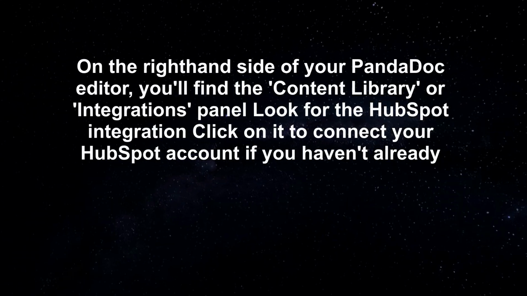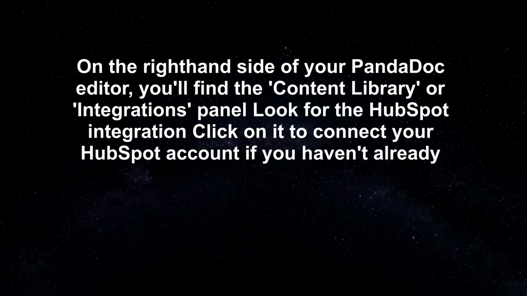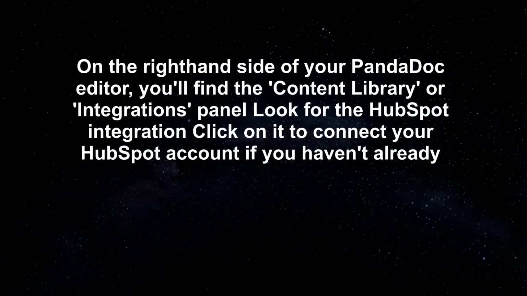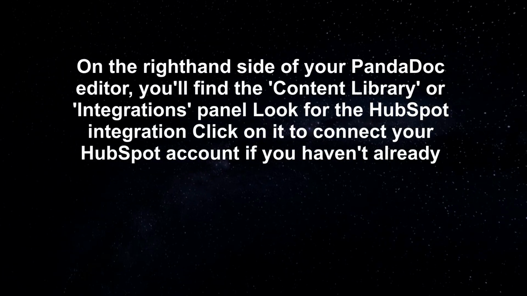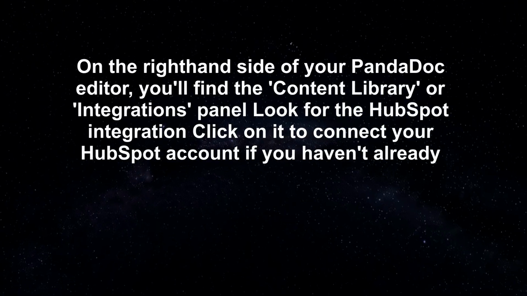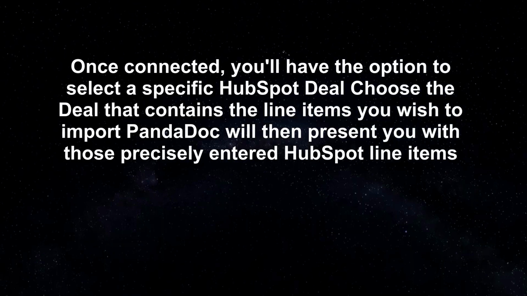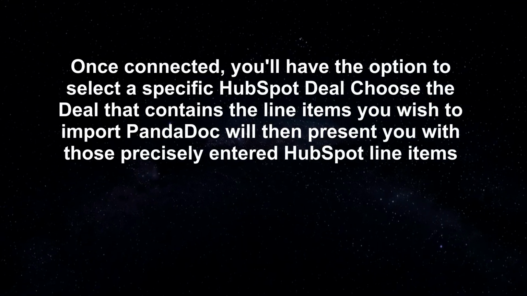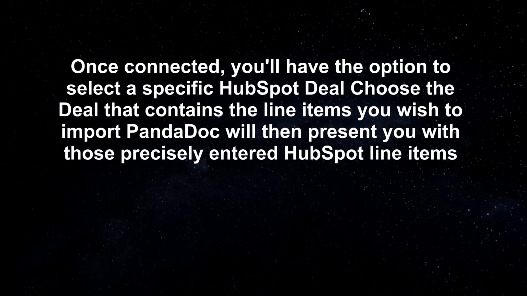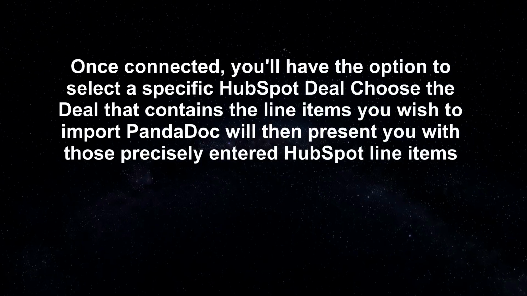On the right-hand side of your PandaDoc editor, you'll find the Content Library or Integrations panel. Look for the HubSpot integration. Click on it to connect your HubSpot account if you haven't already. Once connected, you'll have the option to select a specific HubSpot deal. Choose the deal that contains the line items you wish to import.